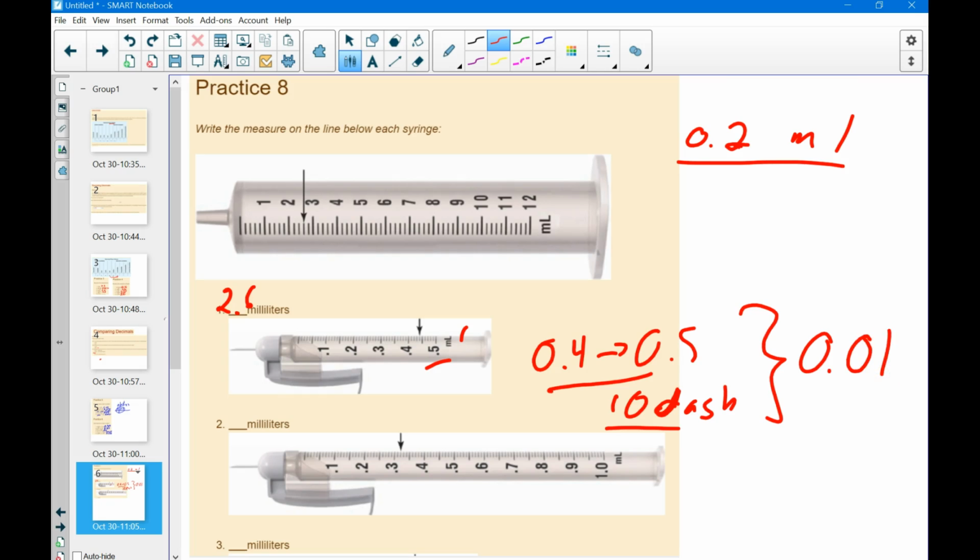Because this would be 0.41, 0.42, 0.43, 0.44, 0.45, and so on. So how much is in this range?